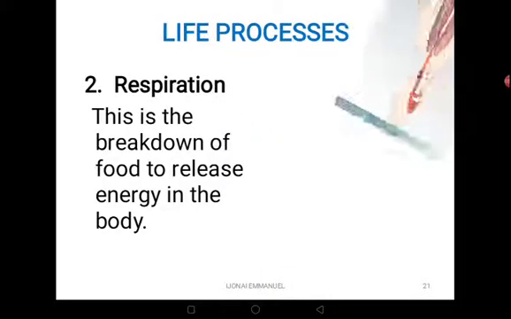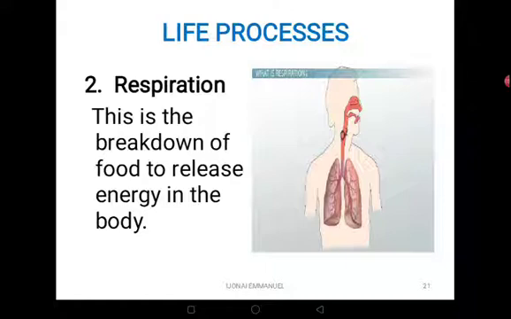The other life process is what we call respiration. Let's pronounce together. 1, 2, 3, we go. Respiration. So what is respiration? Members, what is respiration? This is basically the breakdown of food to release energy in the body.